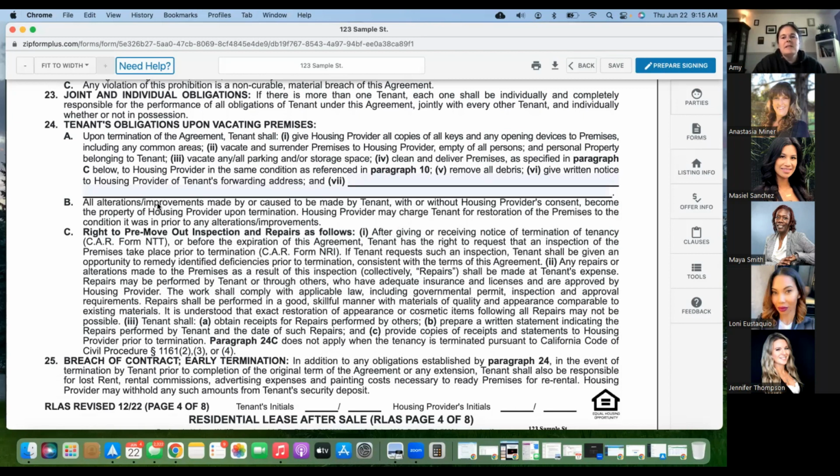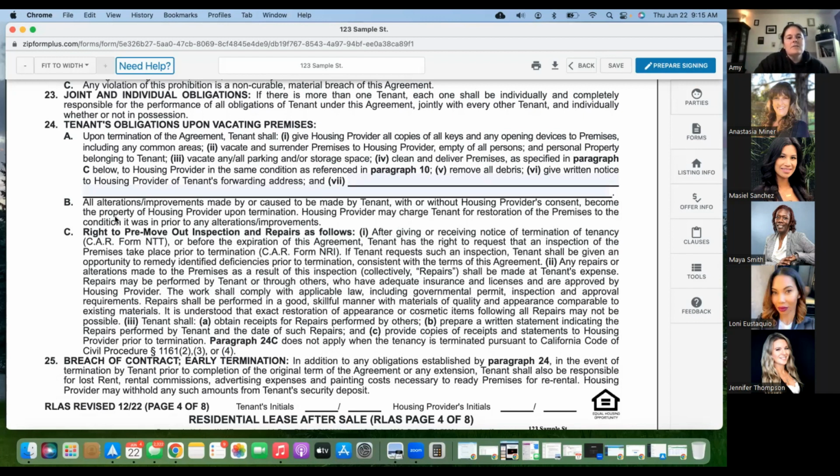Clean and deliver premise as specified in paragraph C below to the housing provider in the same condition as referenced in paragraph 10. Remove all debris. Give written notice to the housing provider of tenant's forwarding address. And then there's a blank there in case you need to fill something else in.